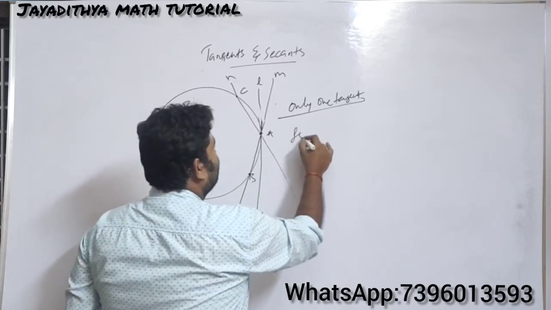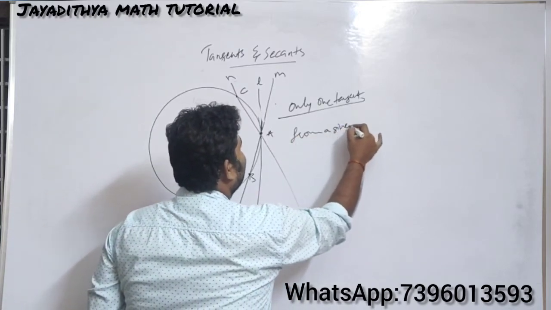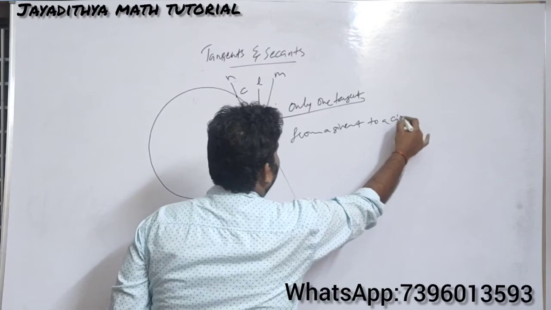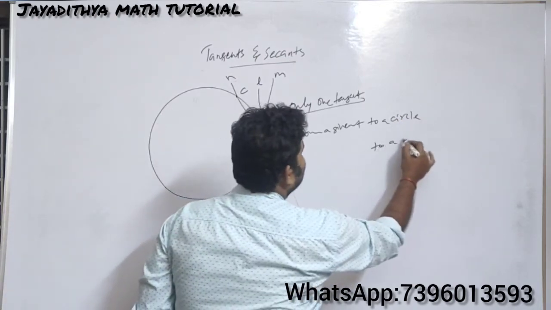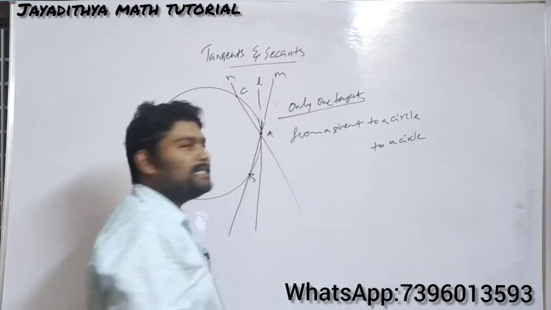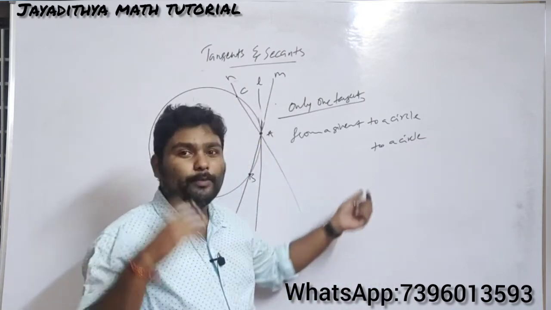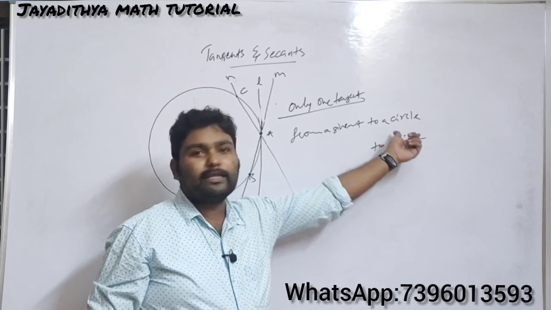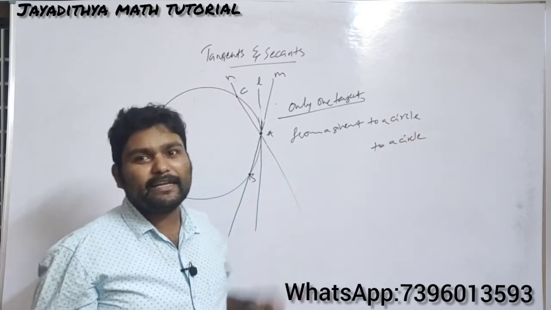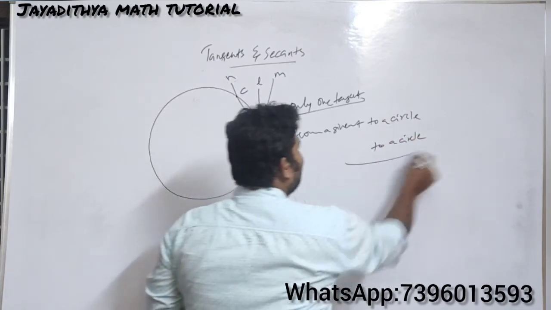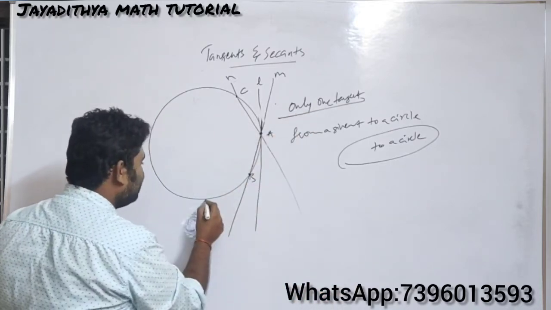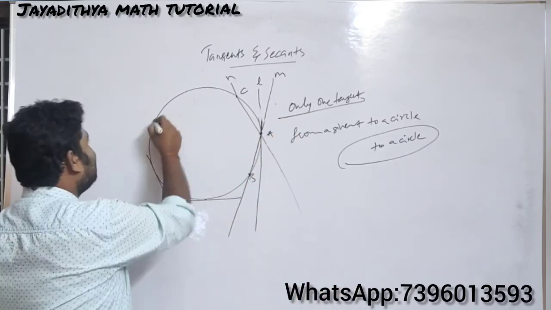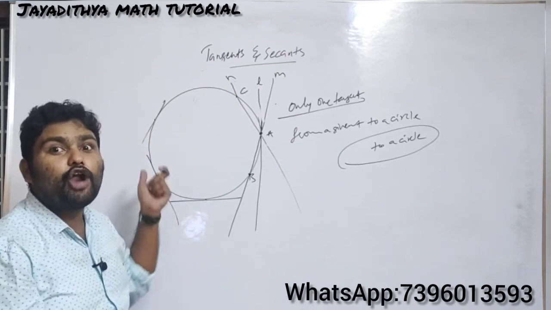How many tangents can be drawn from a given point to a circle is one question, and how many tangents can be drawn just to a circle is another. How many tangents can be drawn from a given point on the circle is a different question. For the second question, how many tangents can be drawn to a circle: in this point you can draw one tangent, here one tangent, here one tangent, and here one tangent.